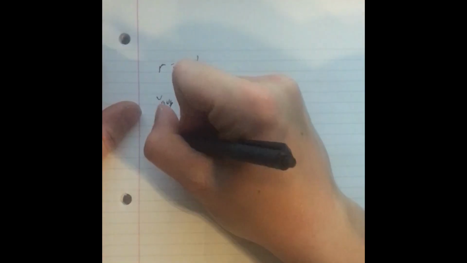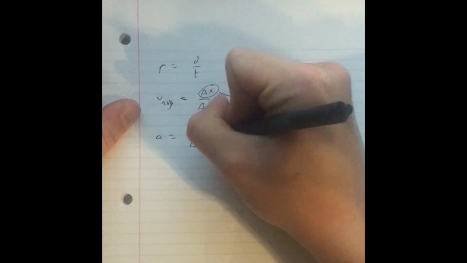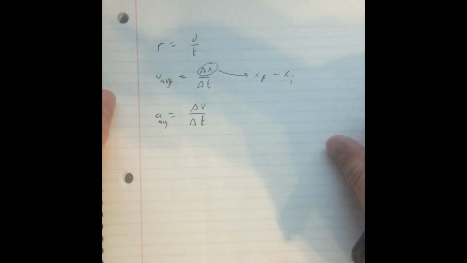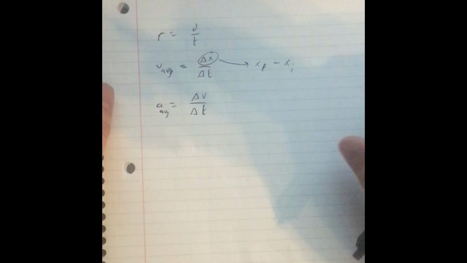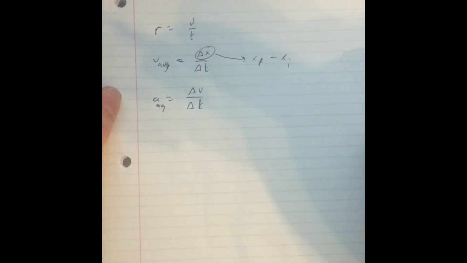And then acceleration is just going to be change in velocity over change in time. And this will technically be average acceleration. Now that we know that, we can start on the first kinematics equation. First of 4. There are 5 technically, but 4 is all you need.